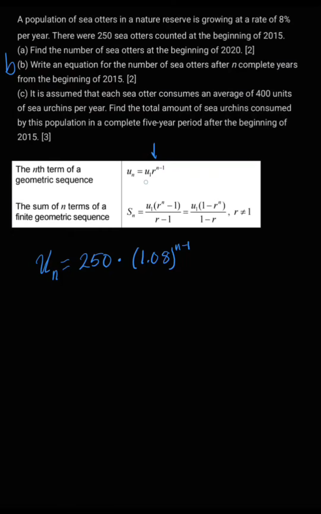U1 is going to be the first term. We have 250 sea otters in the beginning, so U1 is 250 times r. r is going to be our rate. It increases at 8%, so that's why we keep our 100%. We keep 100% of the sea otters, and we increase it by 8%. So that's why we have 1.08 to the power of n minus 1.